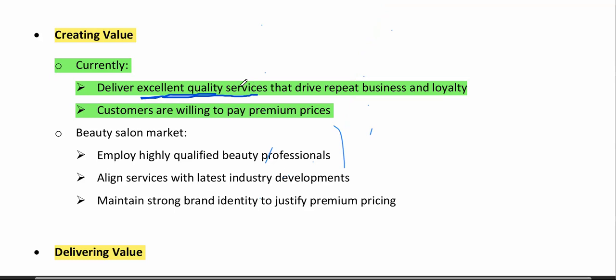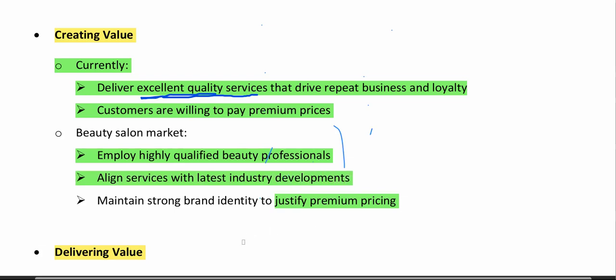So the Trimayr brand identity is consistent with offering premium prices, and if we are to justify premium pricing with regard to the new range of services that we will offer, we will need to make sure that we employ highly qualified beauty professionals. Because as I already said, it's about people serving people, and we need to have the best people. And we also need to make sure that the services that we offer align with the latest industry developments, as well as the safety standards. And if we are able to have the best people, highly qualified, experienced professionals offering treatments which are in line with the latest industry developments, then we can maintain the same brand identity and we would be able to justify the premium prices that we are currently being able to charge from the customers.